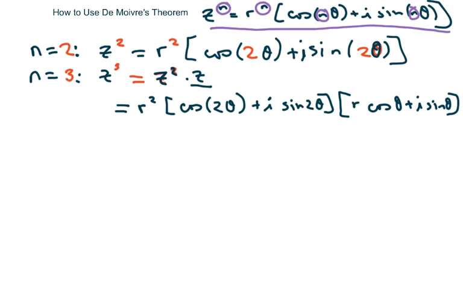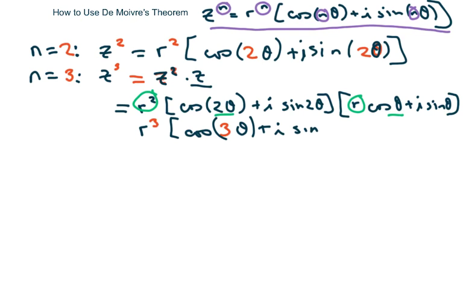Now when you combine this, you get r cubed, and we're multiplying, and we already showed how to multiply in the previous video. It means you're grouping your r's together and you're adding your angles. So we're going to get cosine of 3 theta plus i sine of 3 theta.